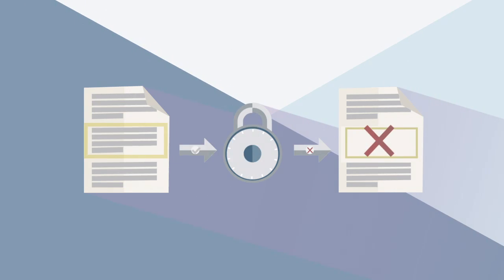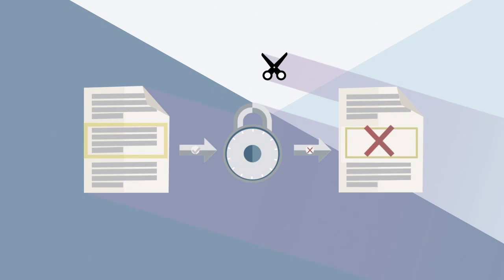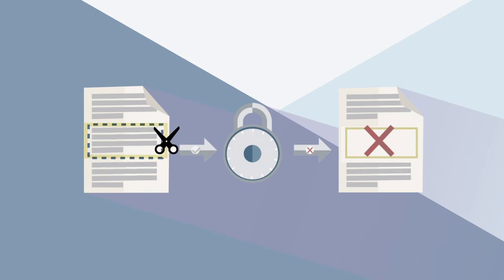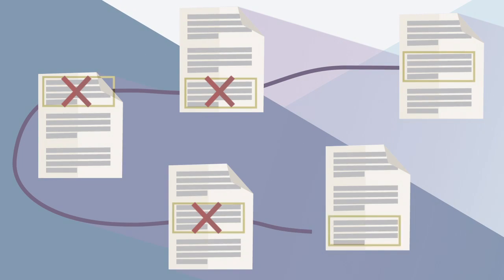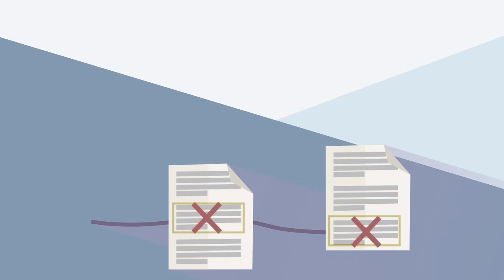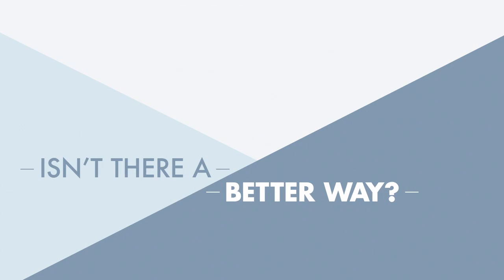Without reusability, content owners constantly need to start from scratch or cut and paste, which is error-prone and inefficient. Worse, when information is updated in one place, the changes cannot filter into others. Isn't there a better way to create and review content once, but use it many times?